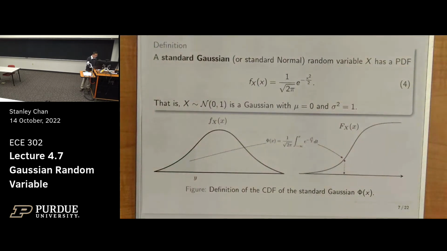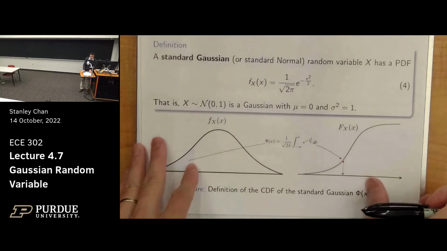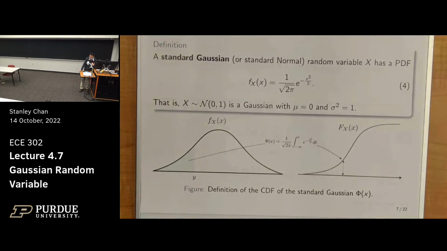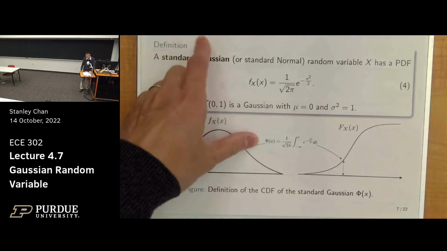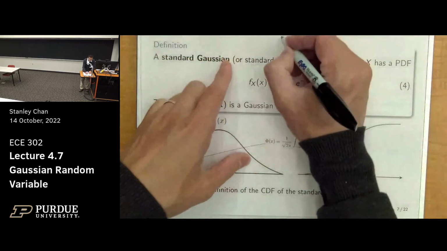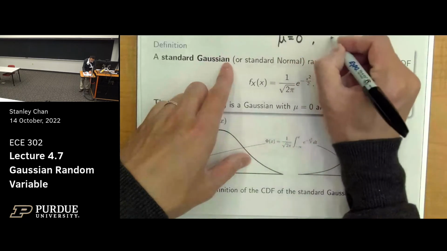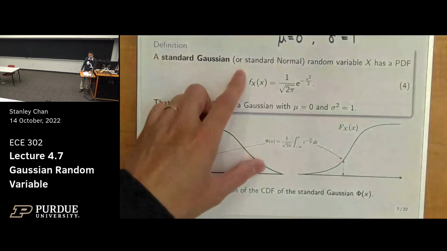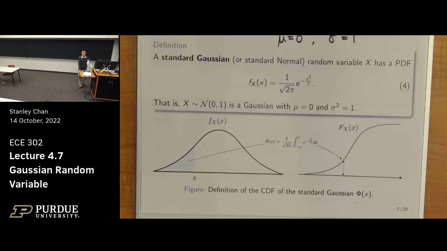So after talking about the mean and also the variance of a Gaussian random variable, let me also talk about the CDF of the Gaussian random variable. To talk about the CDF, let me introduce one more concept. It's called the standard Gaussian. In the standard Gaussian, we are assuming that the mean is 0 and the variance is 1. This is a very special Gaussian that allows you to do a lot of calculations using a standard Gaussian table.